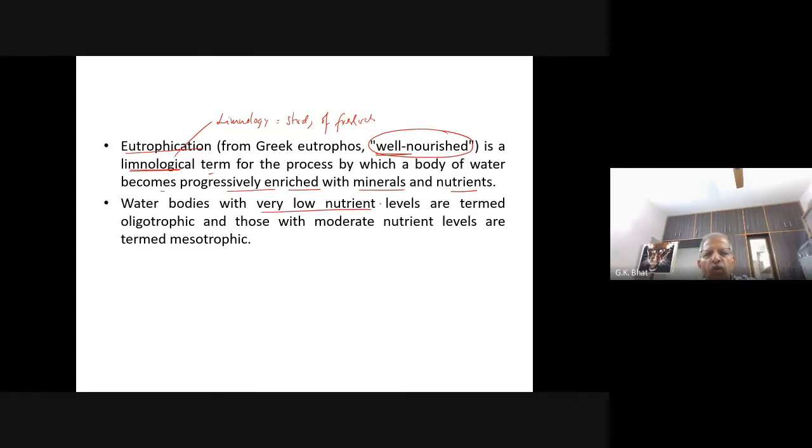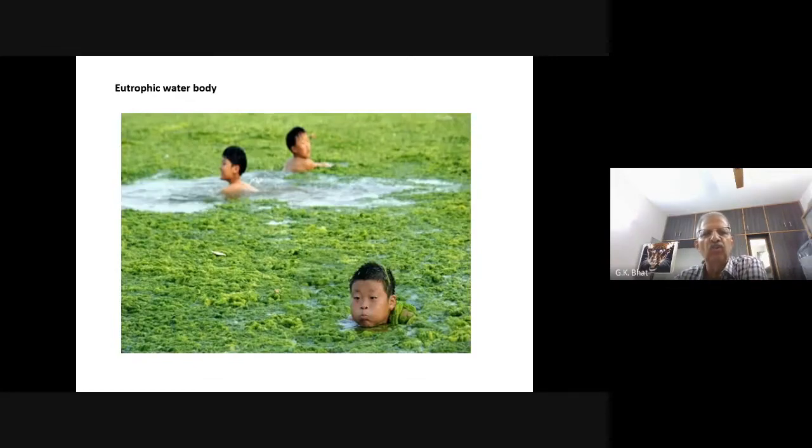Water bodies with a very low nutrient level are termed oligotrophic, and those with a moderate nutrient level are termed mesotrophic. So you have eutrophic, oligotrophic, mesotrophic. Mesotrophic means with a moderate amount of nutrients. Oligotrophic means with very low nutrient level. Oligo means low. Right? Have you taken note of this point? Okay? Clear? We have to take up this eutrophic water body with the luxuriant growth of these plants.